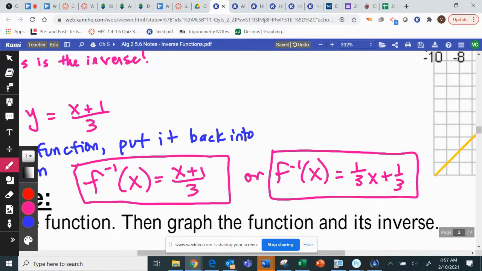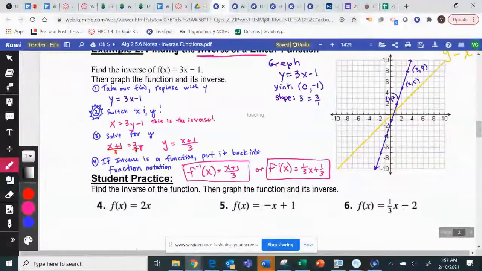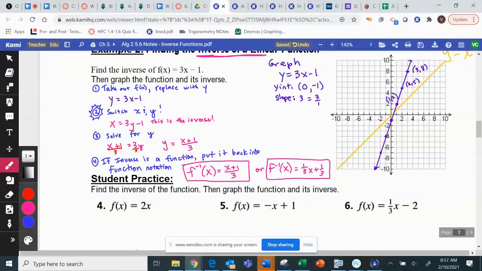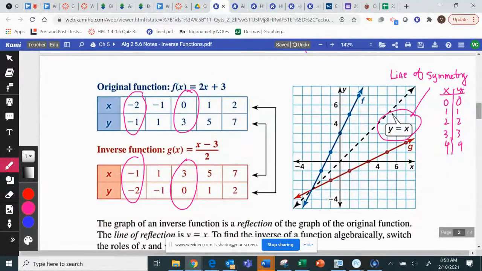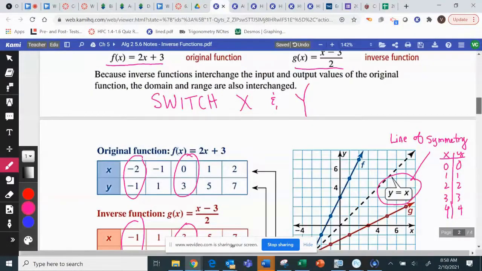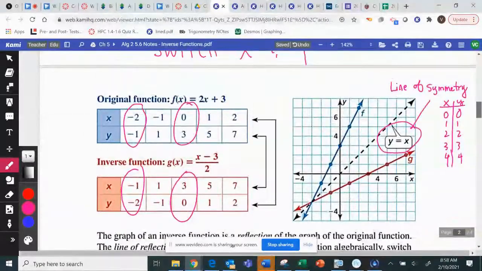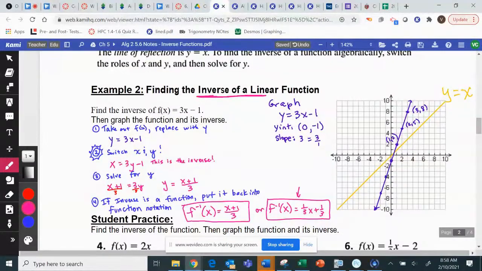Now we have to graph it. So you have two options when it comes to graphing. You can either A, look at this line here, find the y-intercept, graph it at 1/3, then use your slope up 1 over 3. Or you can use what we learned about inverses right up here, which I'm going to use. Right here. All the ordered pairs are just switched.